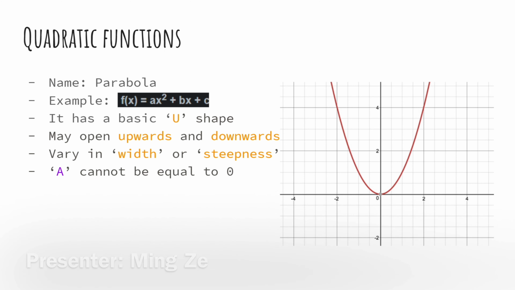Quadratic functions. It's also called a parabola. The equation for a quadratic function is y equals ax squared plus bx plus c. It is always a U-shape. Its only difference is that it can be opened upwards or downwards, and vary in width and in steepness of the curve. In quadratic functions, a can never be 0, or it will lose its purpose.